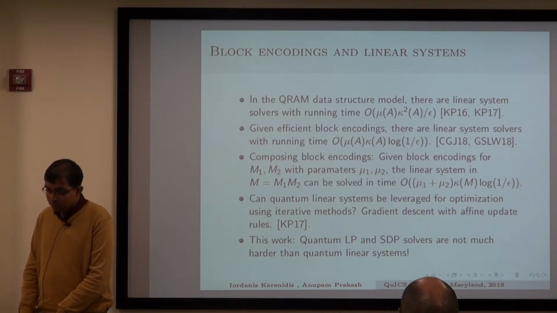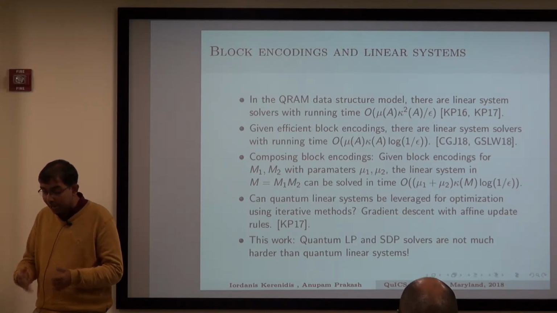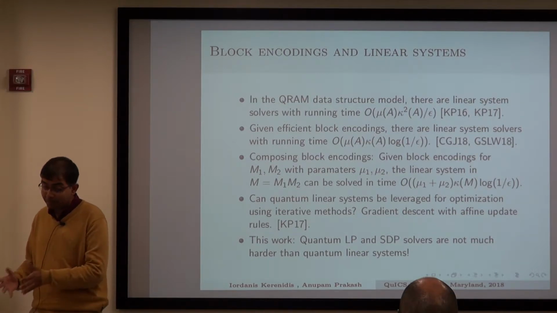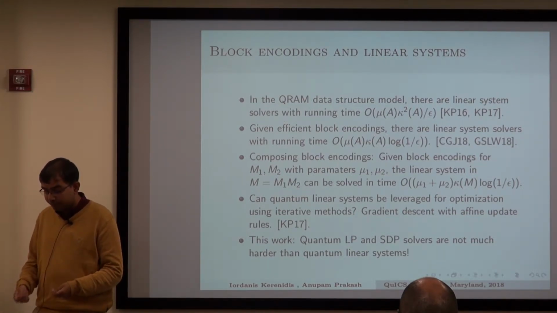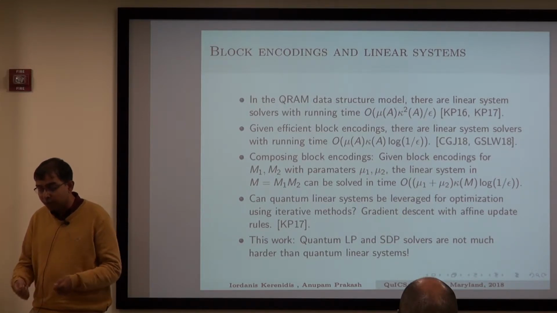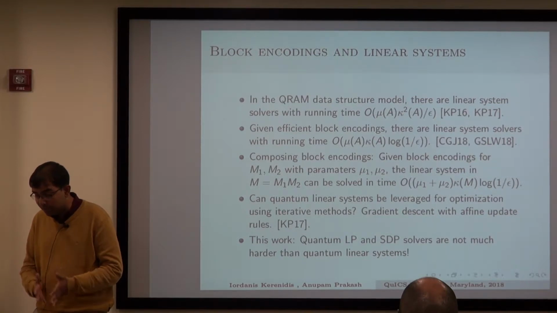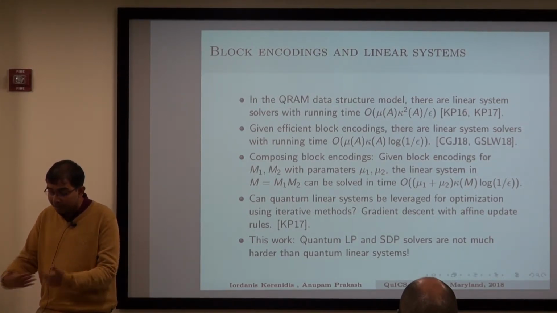So the motivating question for these interior point methods and applications of linear system solvers is that classical linear system solvers are quite versatile. They can be used to solve optimization problems using iterative methods, but iterative methods are somehow much harder in the quantum setting. So the question one would like to ask is, can quantum linear system solvers be used similarly to get speedups for a large number of optimization problems? That's something that we have been working on.